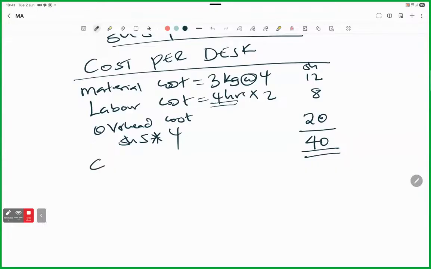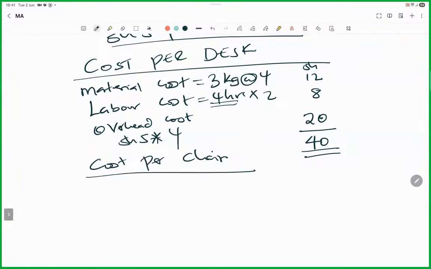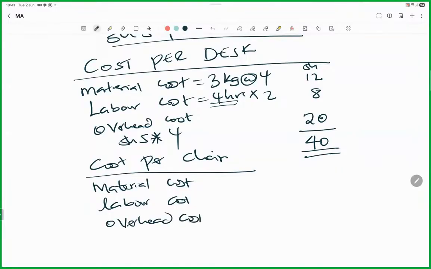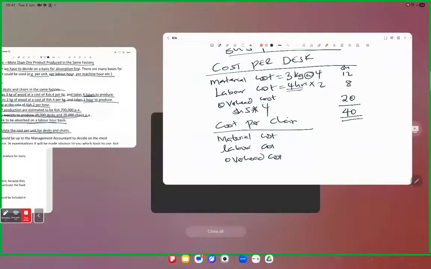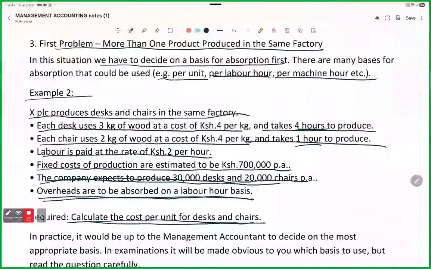All right. Then go ahead and give us cost per what here, somebody? Per chair. Cost per chair. So again, we have material, then we have labor, then we have what we call overhead cost. So allow me to share the question, ladies and gentlemen. In terms of the chairs, each chair uses how many kilograms of wood? Wood is our material, isn't it? 2 kgs of wood, and takes how many hours? 1. And of course, you know the cost of the wood and the cost of the hour.